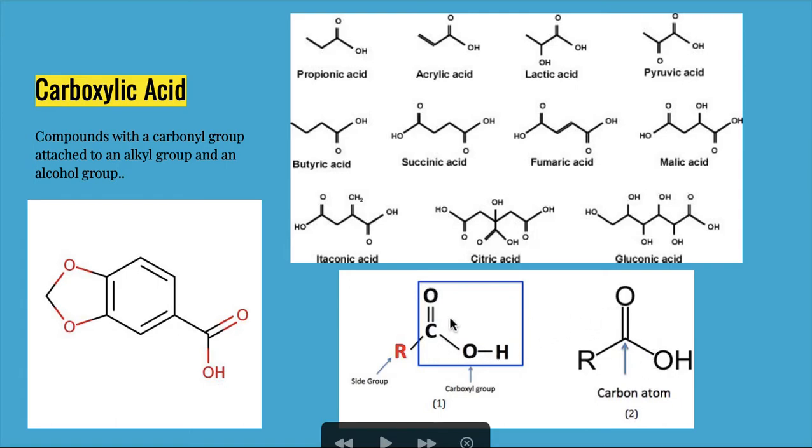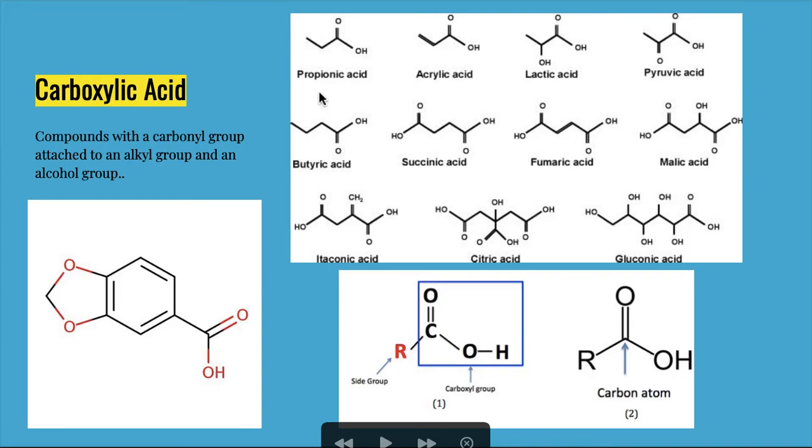So in this one, here's the carbonyl group. It's attached to an alkyl group, which they call the side group, over here in red. And this OH part is the alcohol group. Another way is, again, here's the carbonyl group, and the carbonyl carbon is attached to the R group and an alcohol. So again, there are multiple examples for all of this.